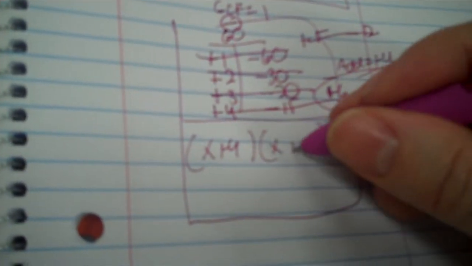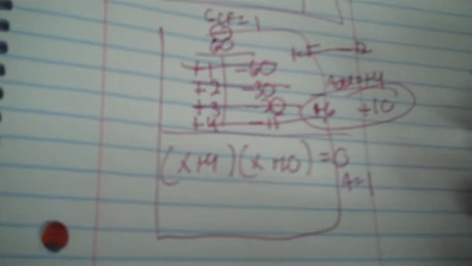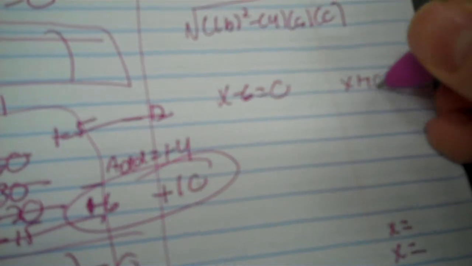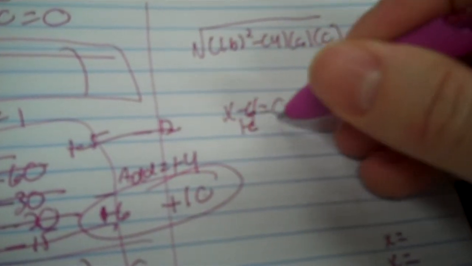So your A is a 1. You don't need the 1. So you just make 2 parentheses. You go x plus 4, x plus 10. Or no, my bad, x minus 6 and x plus 10. So F1, F2, because I got minus 6 plus 10. Plus 6, we get 6, minus 10, we get negative 10.